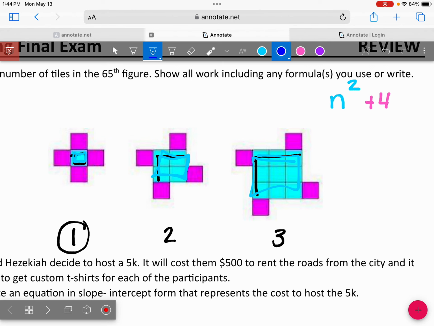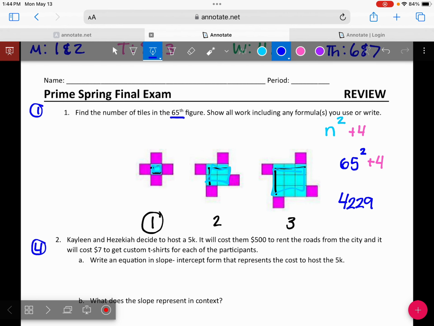So if we're asked to estimate the 65th figure, what are we going to do? 65 squared will give us our blue square inside, and then we add 4. So luckily we can use calculators for this, and we can do 65 squared plus 4, which is going to give us 4,229 squares in that figure.